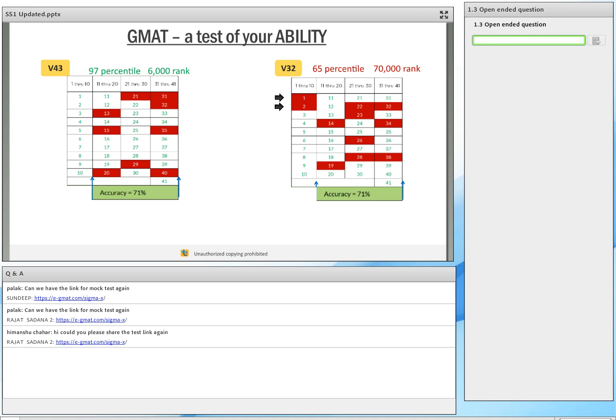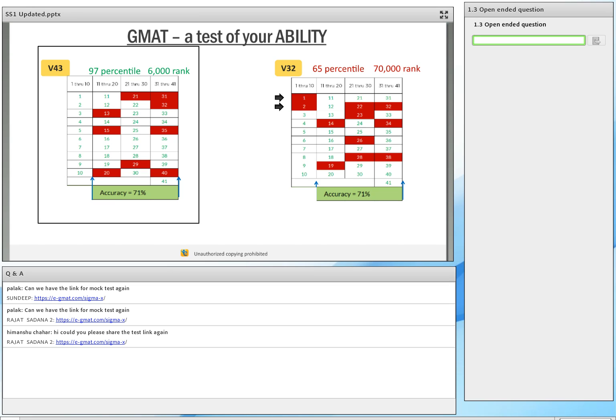When you look at things in context, you reach a very different conclusion. Just look at the guy who scored 97th percentile over here. Let's just focus our attention on this guy. This guy made 9 mistakes out of 41, and he could still get 97th percentile. Tell me a test where that can happen.